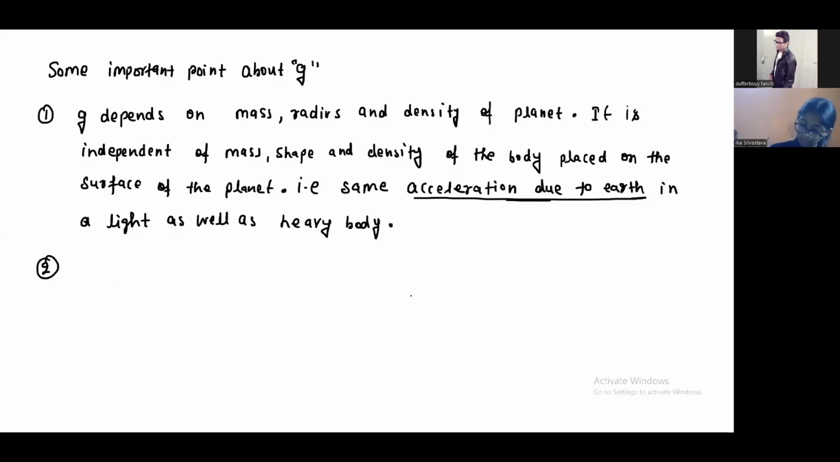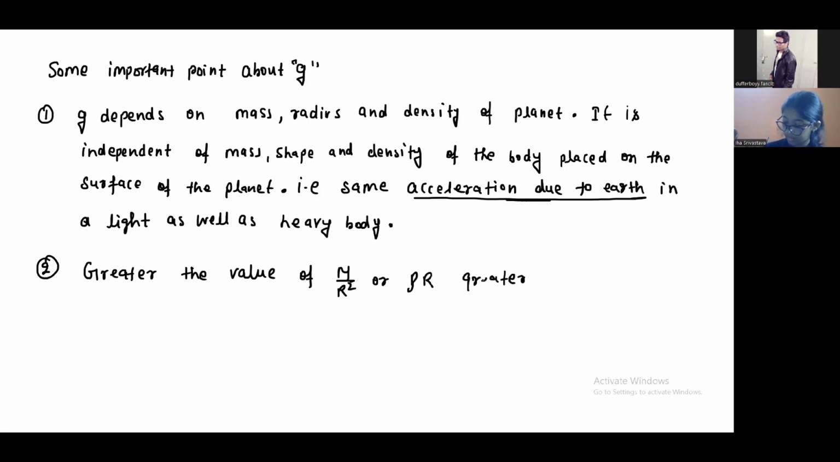Write the second one: the greater the value of m by r square, or we can say rho into r, the greater will be the value of g for that planet.